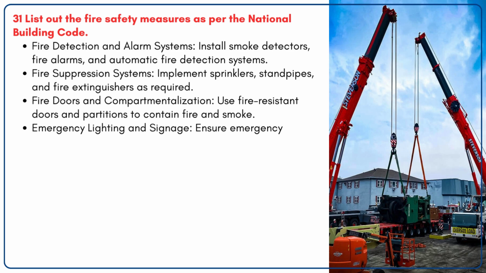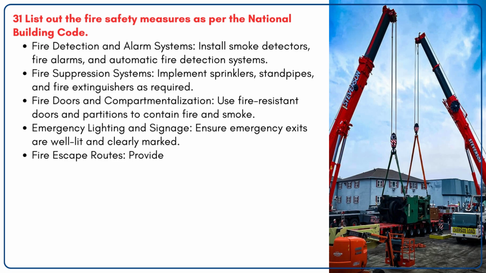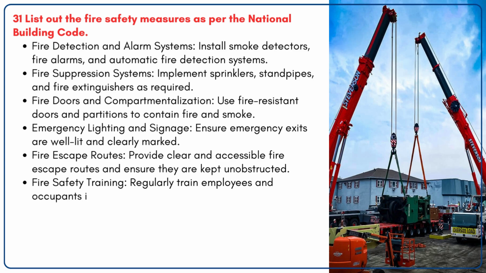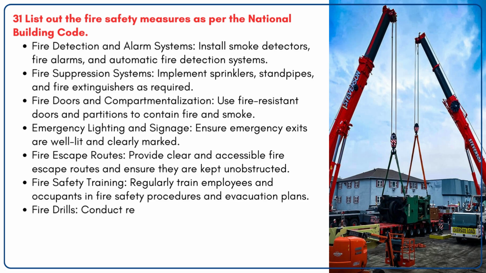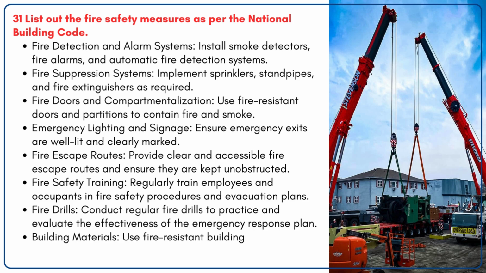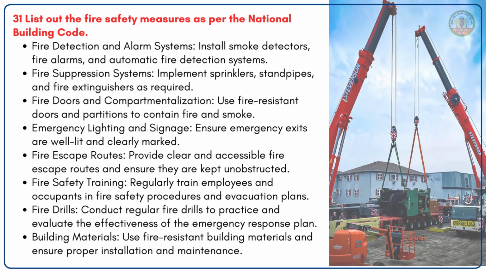Emergency lighting and signage: ensure emergency exits are well lit and clearly marked. Fire escape routes: provide clear and accessible fire escape routes and ensure they are kept unobstructed. Fire safety training: regularly train employees and occupants in fire safety procedures and evacuation plans. Fire drills: conduct regular fire drills to practice and evaluate the effectiveness of the emergency response plan. Building materials: use fire-resistant building materials and ensure proper installation and maintenance.